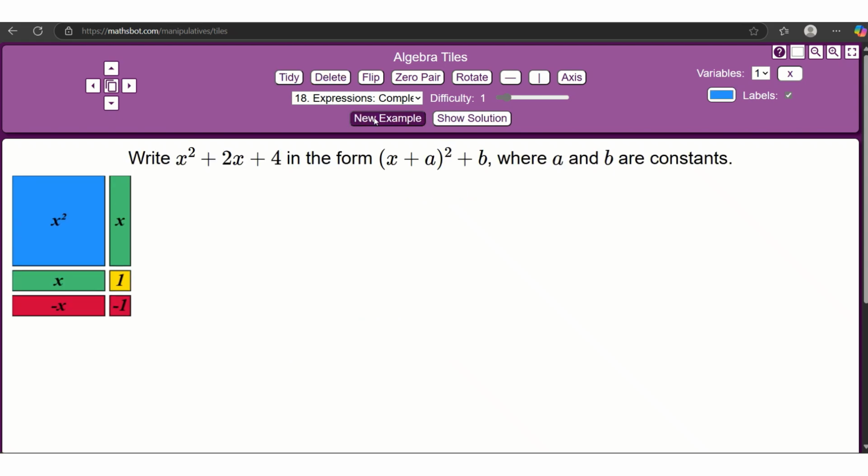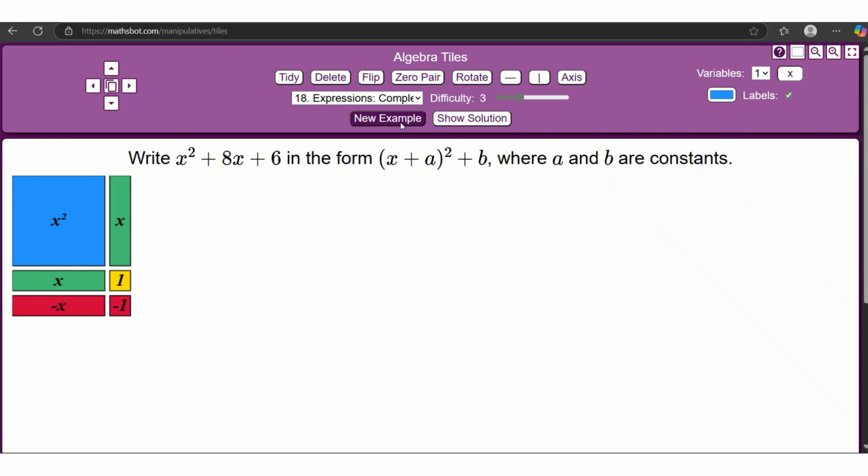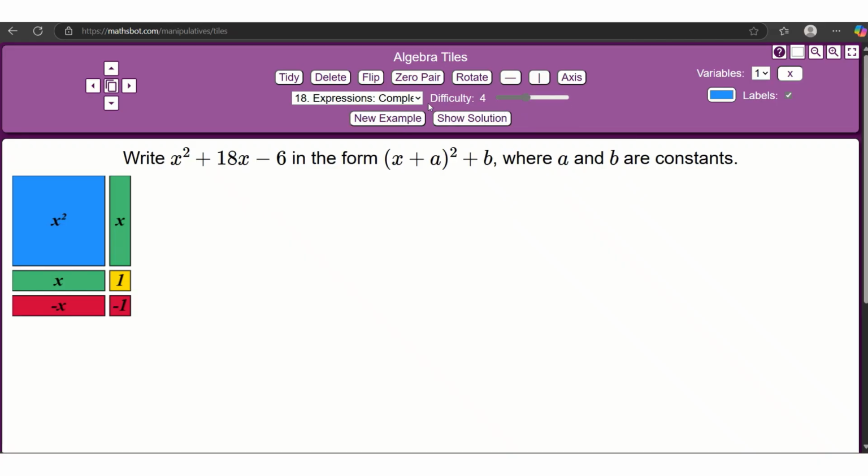Let's see if we can find one that has a negative. We might need to go up. Let's see. I know they exist because I have recorded this video multiple times. Maybe we need to go up to difficulty level 3. Yep, but we're not doing a negative 20 because we will run out of pieces. Negative 12 is kind of close. Oh, no, that had 14. 18. I think I've gone through all of those. Let's try difficulty level 4.